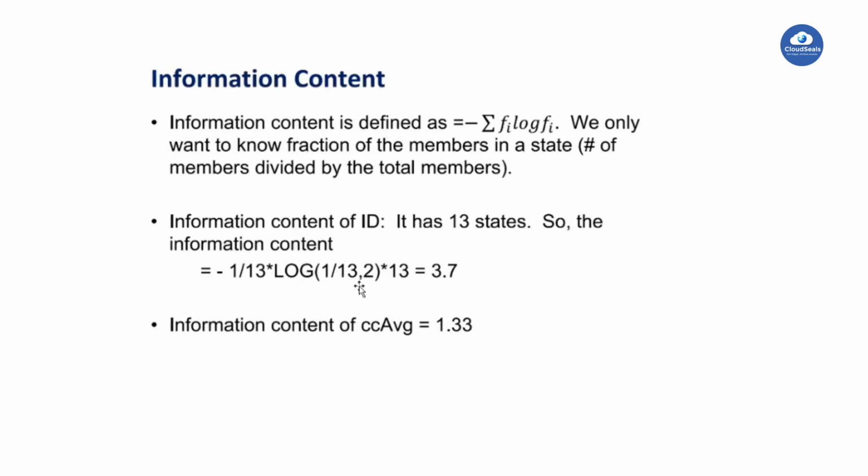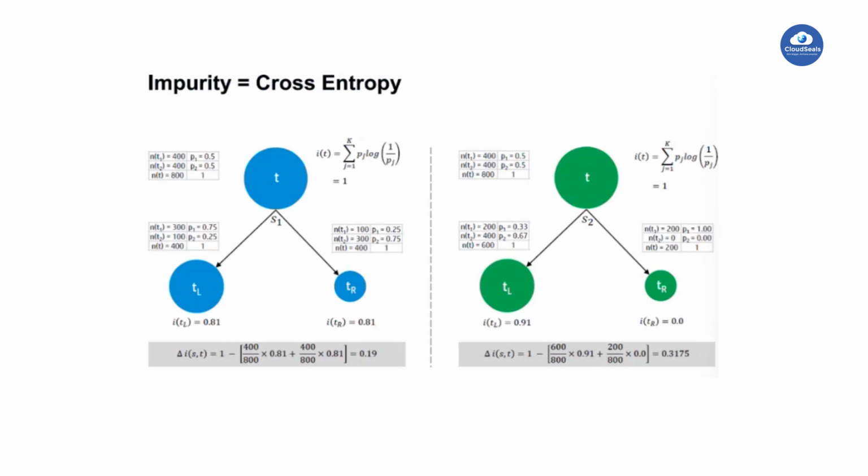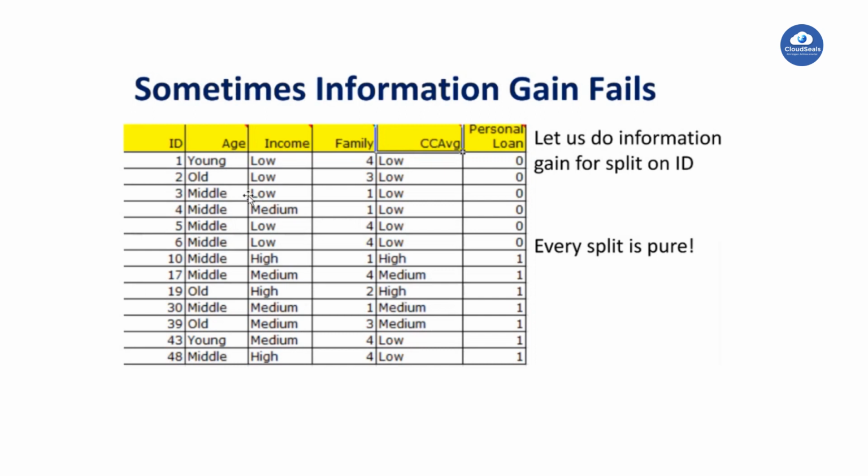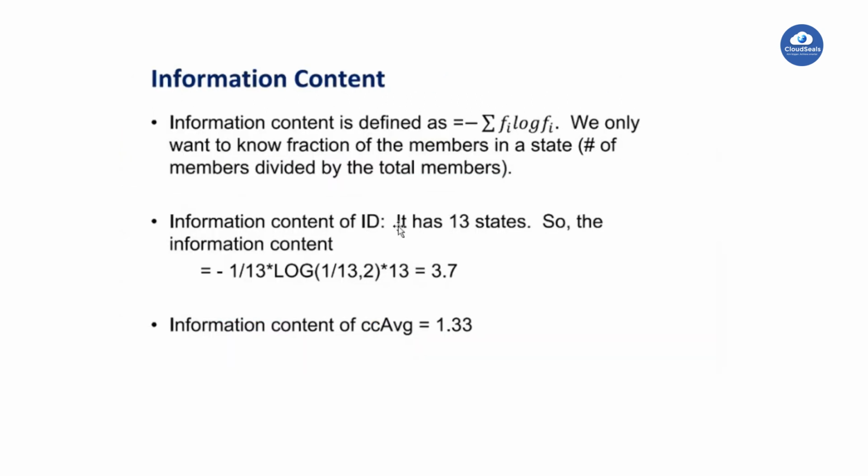Let's calculate the information content. Entropy: here is the formula of the entropy. Did you remember it? What is the entropy formula? Sigma of Pj log 1 by Pj. That is the same formula we have used here. Let's calculate the information content of the ID. It has 13 states, that means 13 records. What are the total records? 13 records. That's why they are saying 13 states.